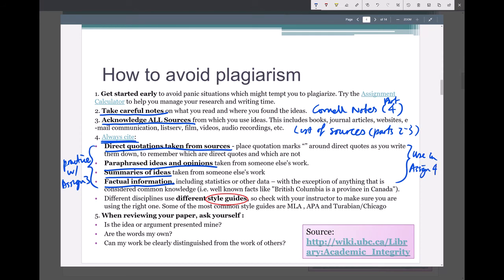Okay, now remember there are different styles, MLA, APA, and Chicago or CMS, but we want to focus on APA. That's what we are teaching you in this course.